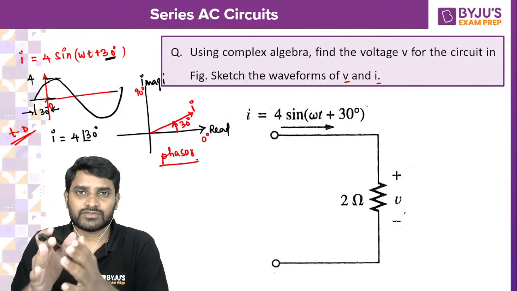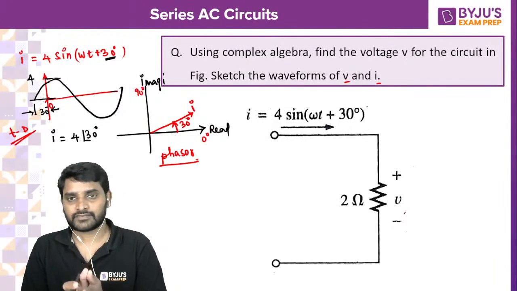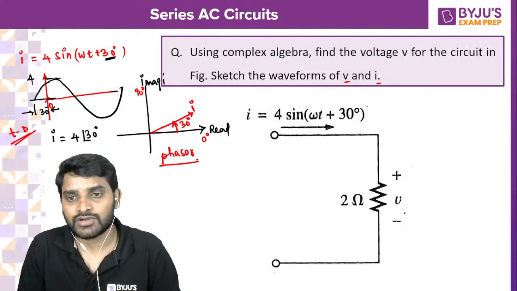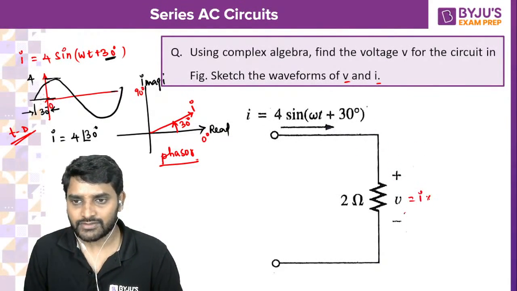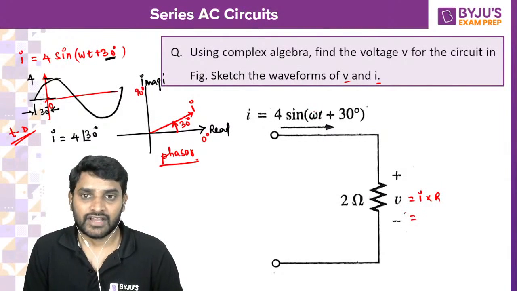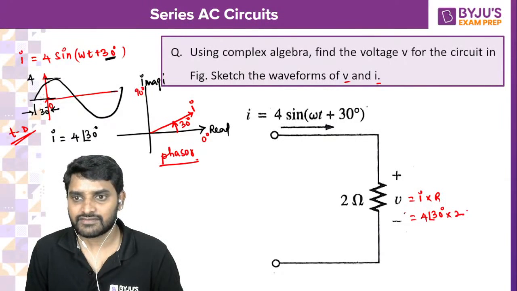Okay, he's asking you to sketch the voltage waveform and current waveform. We'll sketch them. First of all, we have to calculate voltage. Can you tell me what is the voltage here? Voltage is going to be current into resistance. That is 4 at an angle 30 into resistance of 2 at an angle 0.